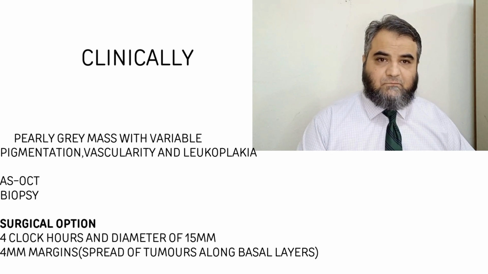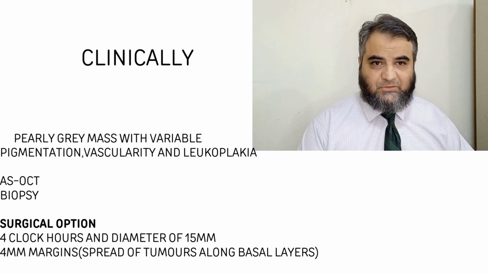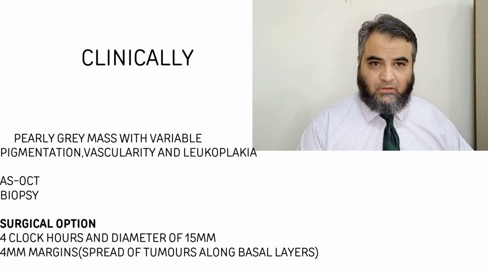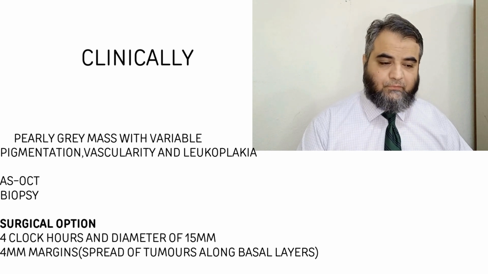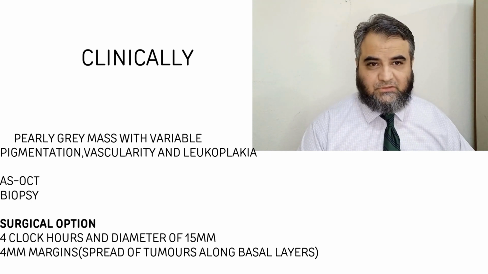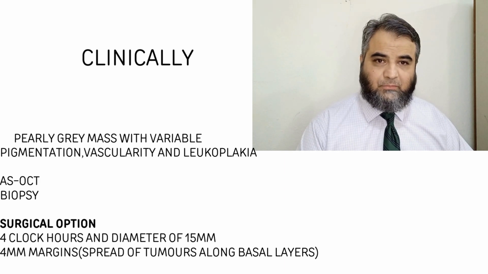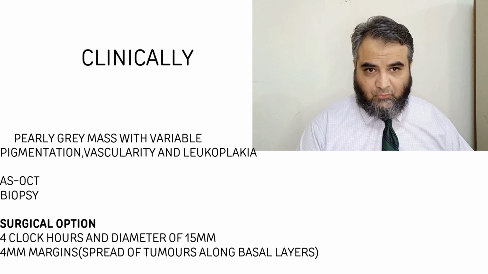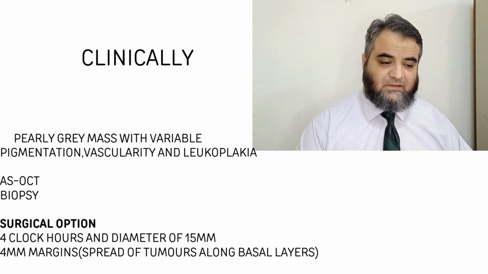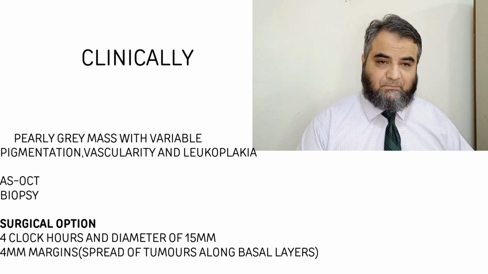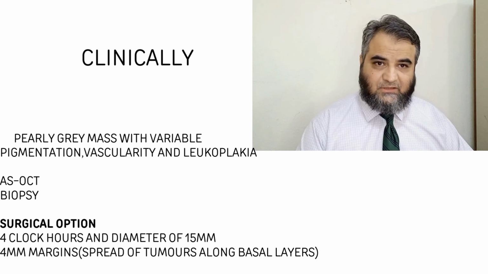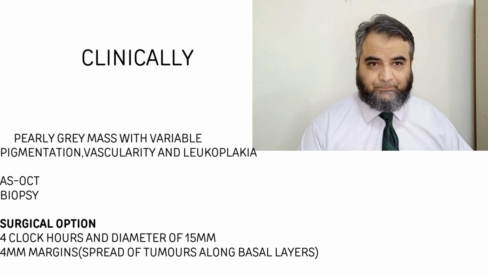And usually surgical options are there for the management of these cancers. It is considered if 4 clock hours of the limbus are involved and its diameter goes up to 15 millimeters, then a surgical option is a good option. And usually we take a 4 millimeter margin from the growth in the lesion, because this tumor spreads along the basal layers of the conjunctiva. So it is important, when taking it out, to take a 4 millimeter margin along it.